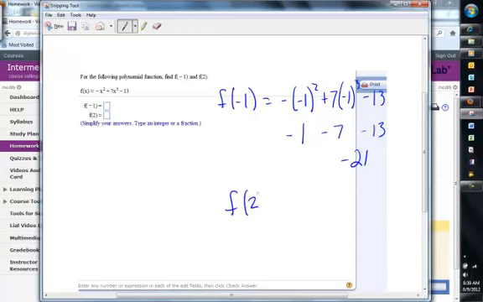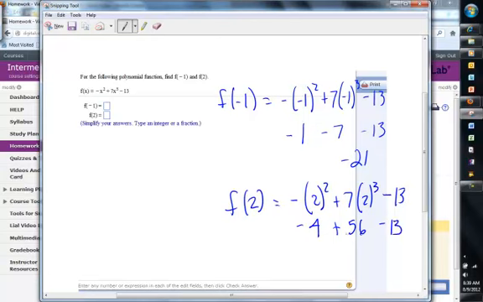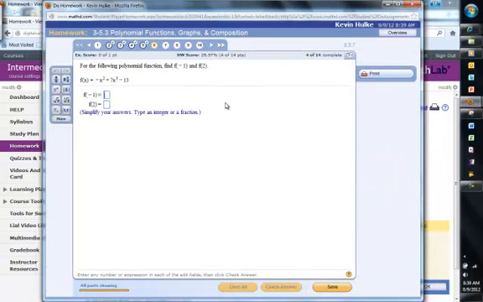F of 2 is the negative of 2 squared plus 7 times 2 cubed minus 13. So this is -4. 2 cubed is 8, times 7 is 56, minus 13. 56 minus 17 is 39. So negative 21 and 39.